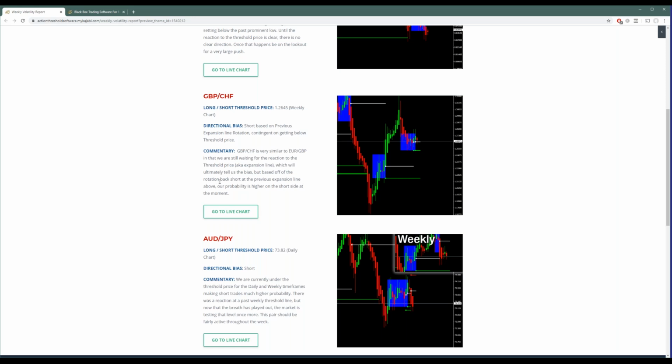But based off the rotation back short at the previous expansion line above, our probability is higher on the short side at the moment. So again, what I'm saying is based on this clue, obviously we can't tell the future, but based on that clue, we would not be surprised if we get below average price on this signal and then work our way down toward this previous average price down here. So I'm going to pull my charts up.